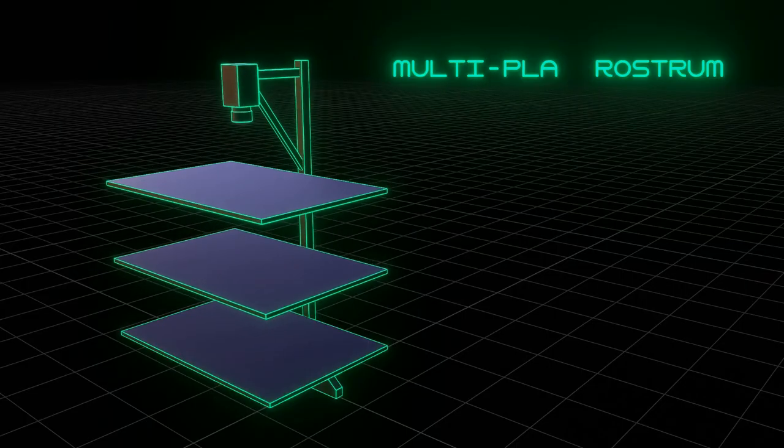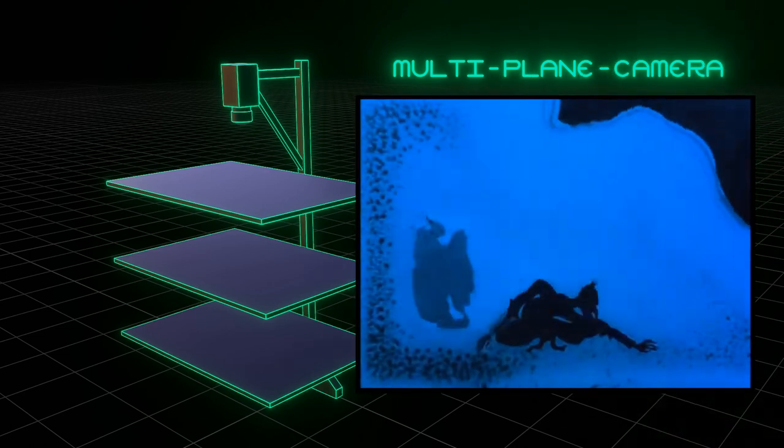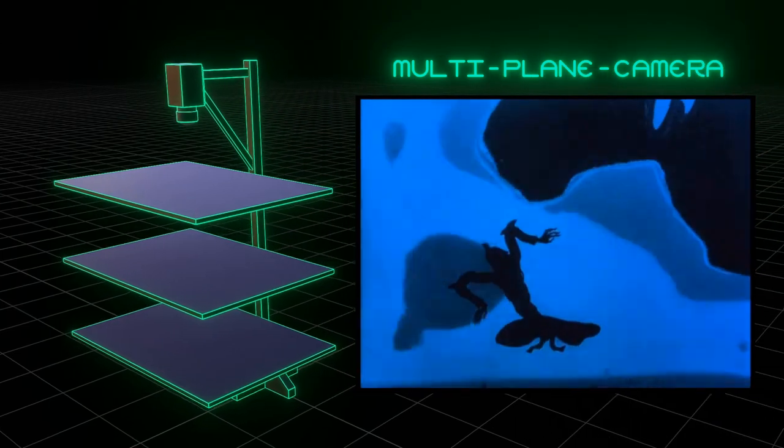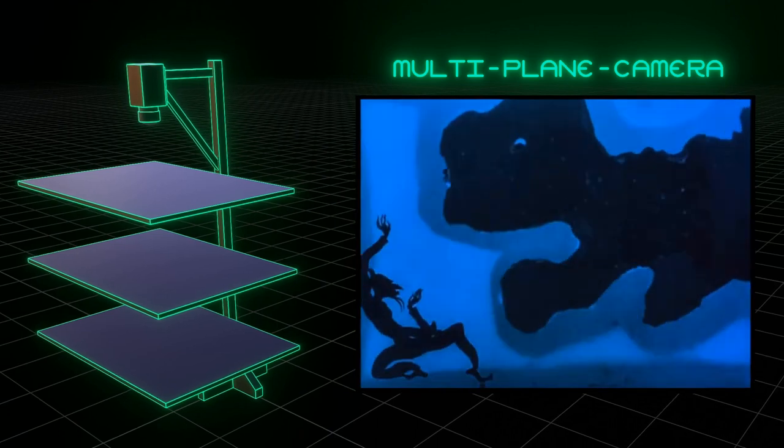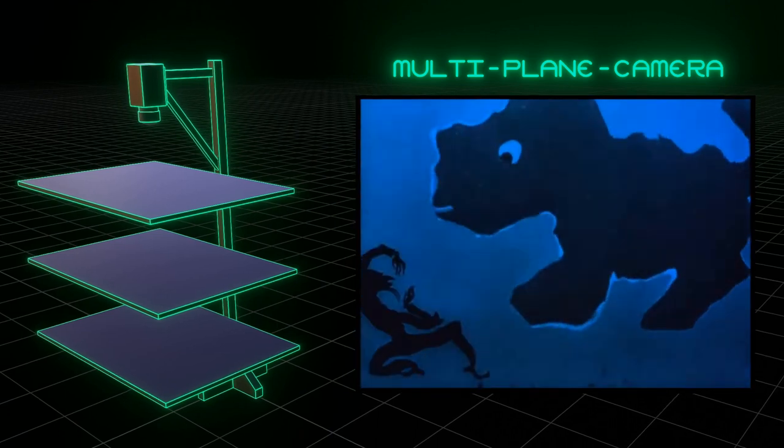This is a multiplane camera. If you're Lotte Reiniger, creating the oldest surviving animated feature film in 1926, use this to mix two completely different styles of animation. Getting to the parallax.